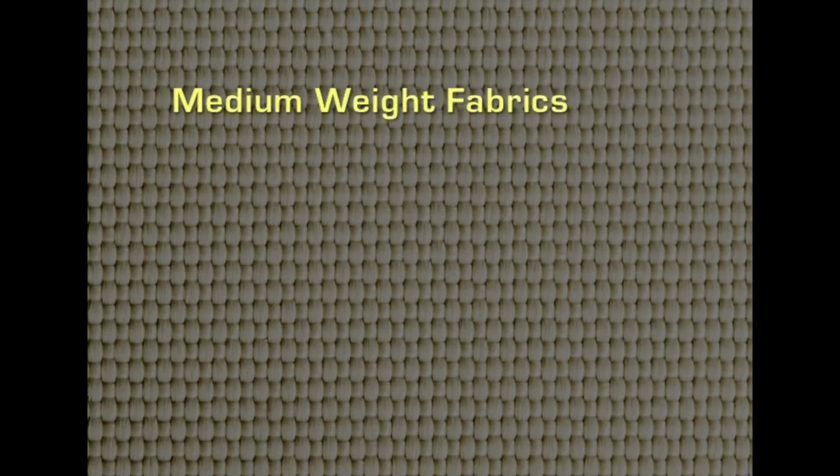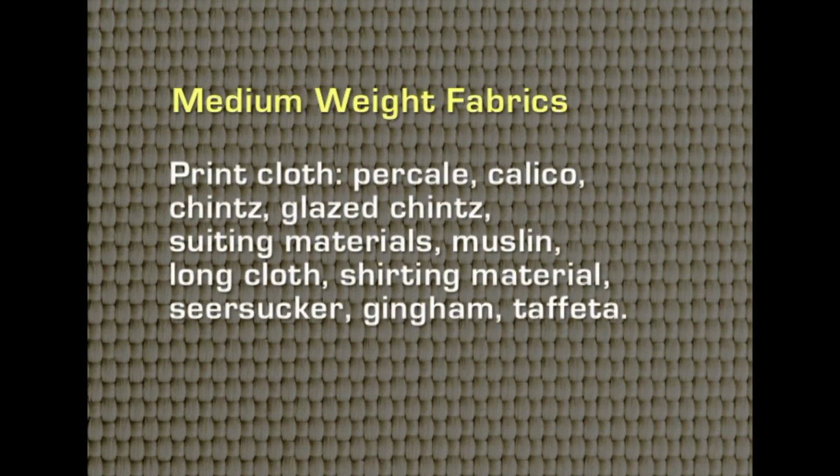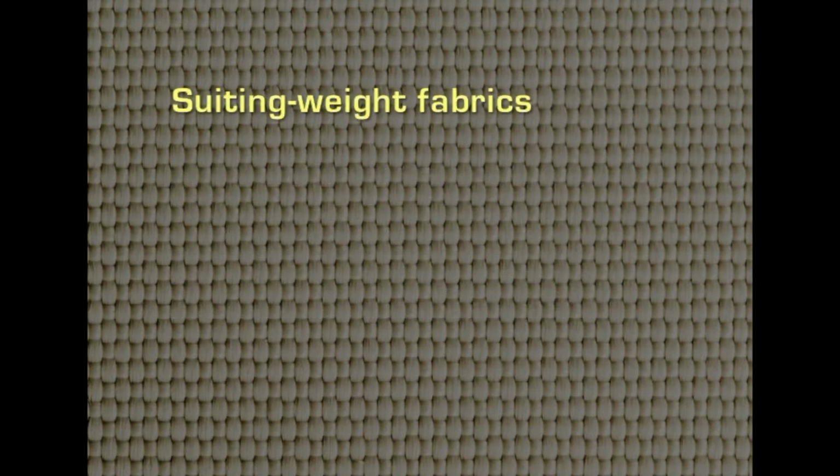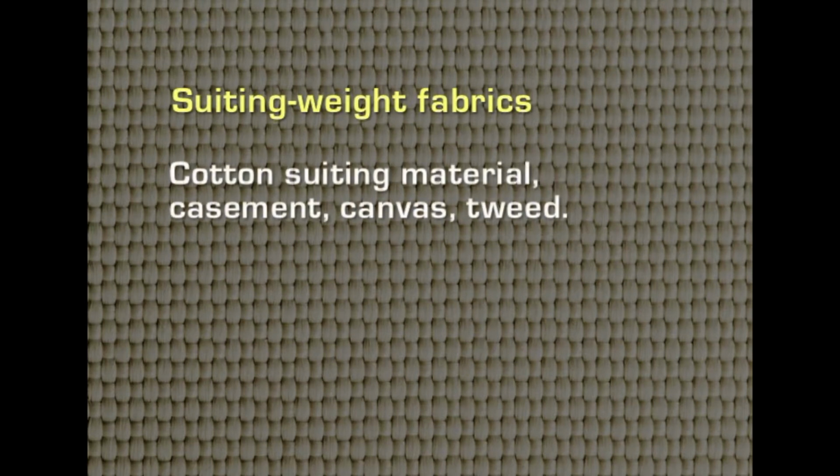And if you take the medium weight fabrics, the ones used for print cloth, we have percale, calico, chintz, glazed chintz, suiting materials, muslin, long cloth, shirting material, seersucker, gingham and taffeta. These are the materials having medium weight. And when we take the suiting weight fabrics, that means heavy fabrics, we find cotton suiting material and casement material, and also canvas and tweed and such kinds of materials.